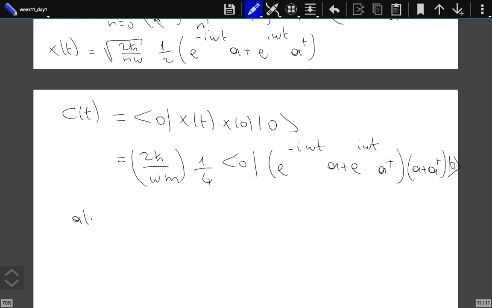Now, a acting on the vacuum, on the ground state, this is 0. A dagger multiplying the ground state bra will also be 0, because that is basically a acting on the ground state, dagger, which is 0. So this term is 0, because it is multiplying the ground ket. This is also 0, because it is multiplying the ground state bra.